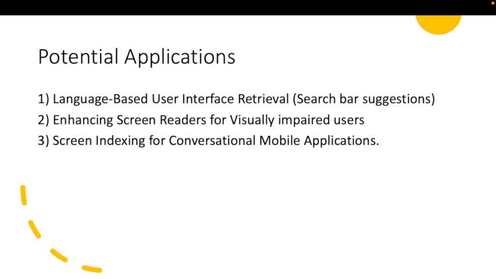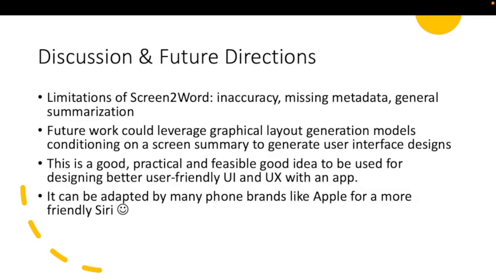And then indexing conversational mobile applications: with this summary, along with app descriptions, it is going to be indexed to the mobile, and the user can simply say, create email in Gmail, and then the application will pop up. So next, we're going to review it.